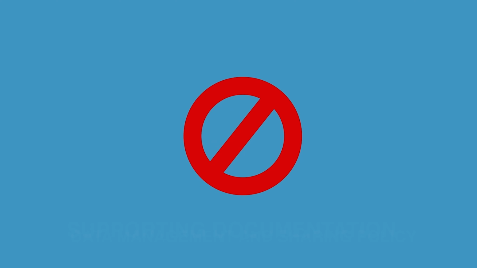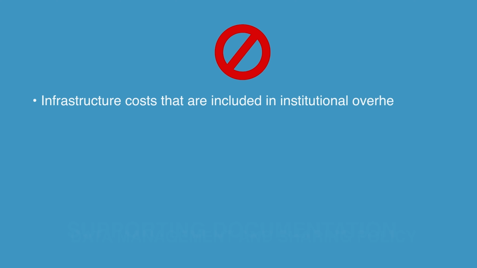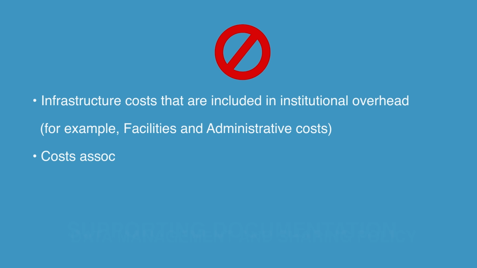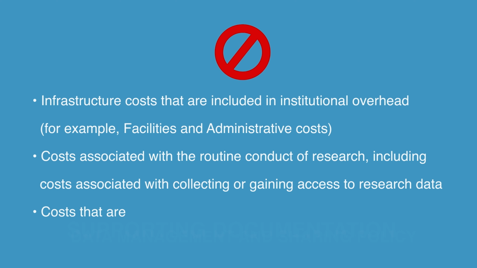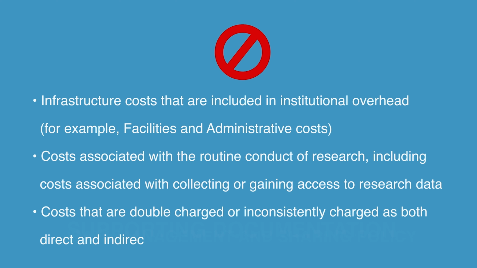And here is the summary of unallowable budget items: infrastructure costs that are included in institutional overhead, for example, facilities and administrative costs, costs associated with the routine conduct of research, including costs associated with collecting or gaining access to research data, and costs that are double charged or inconsistently charged as both direct and indirect costs.